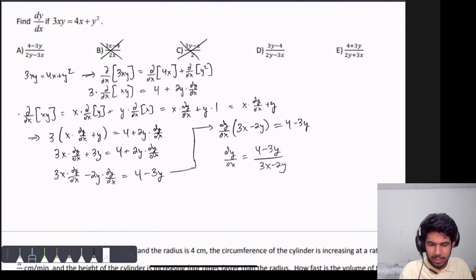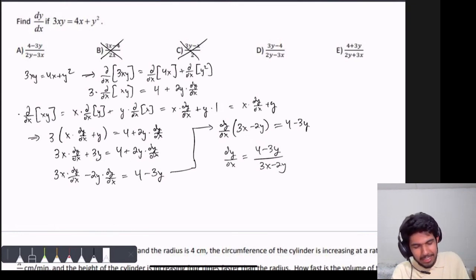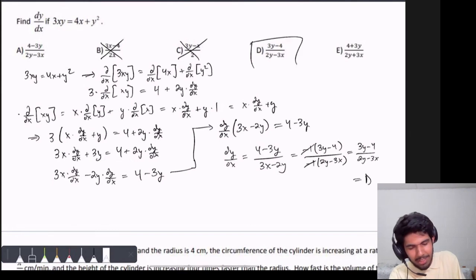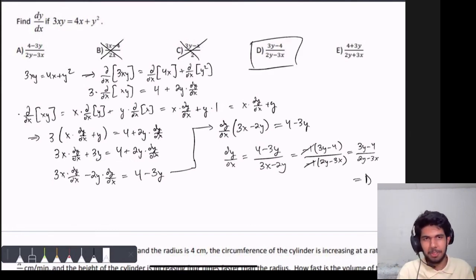They all have like the right terms. And it's kind of silly, but you just have to realize that this is negative 1 times 3y minus 4, all of this over negative 1 over 2y minus 3x, and then the negative 1's cancel, and then that's 3y minus 4 over 2y minus 3x, and that's equal to D. I mean, it's just unfortunate that that's how we had to solve it.